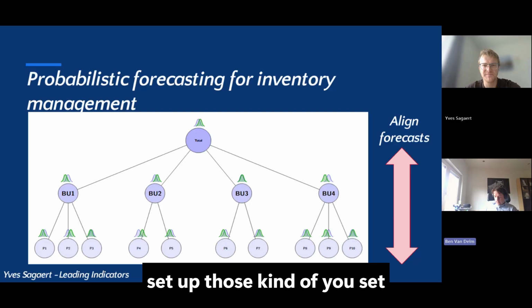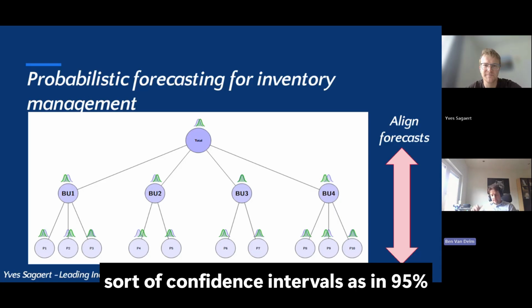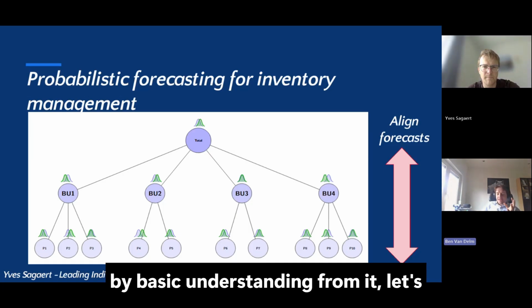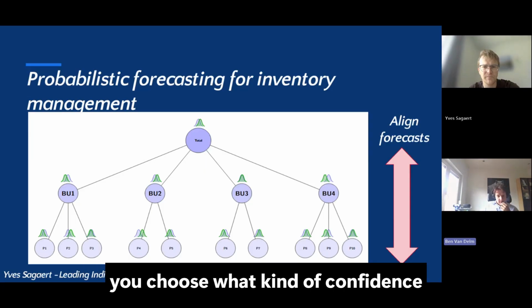Okay. And if you set up that kind of range, right? Some sort of confidence intervals, as in a 95% chance it falls within that, by basic understanding. How do you define that, or how do you choose what kind of confidence interval you would use?